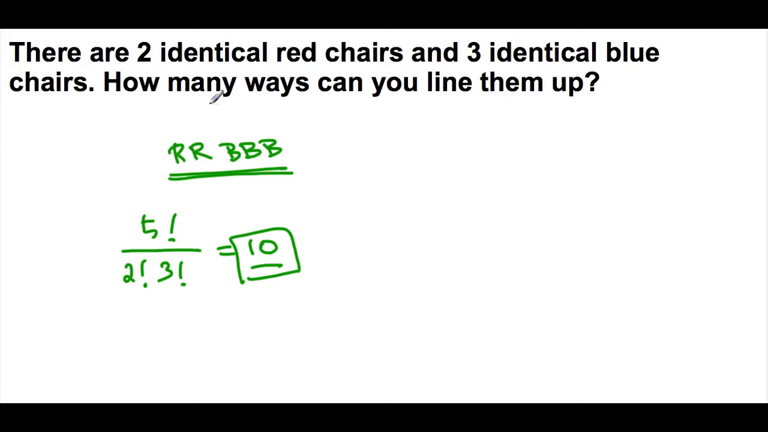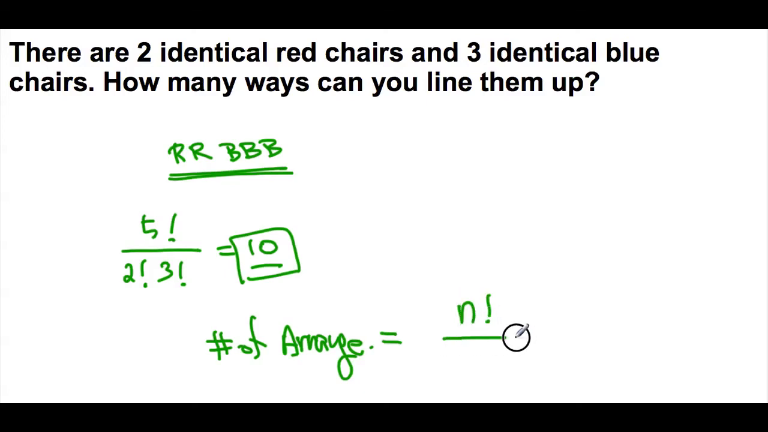In number of arrangement, if you had to put that into a formula, you would have something like this. Number of arrangement is n factorial divided by first one repeating factorial times second one repeating factorial, and so forth and so on. If I have 3 things, then it would be our third thing repeating factorial, and so forth and so on. So we can solve this question using an arrangement concept.